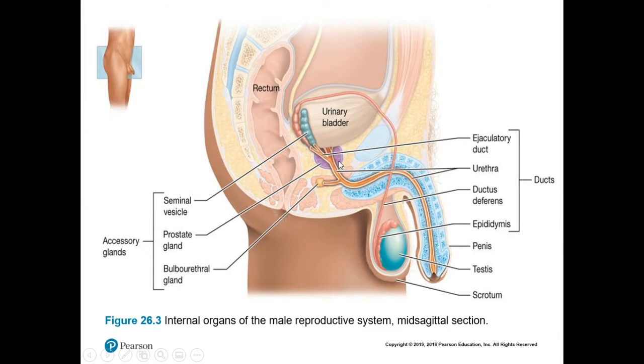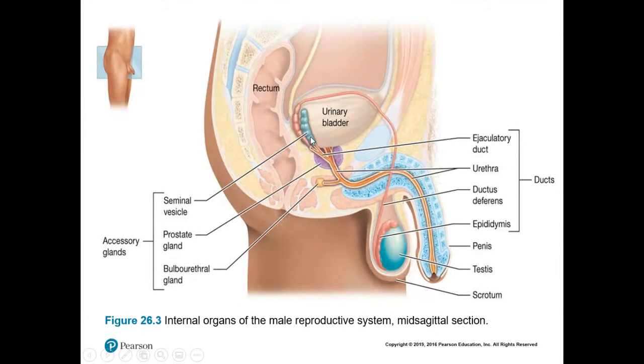So in males, the urethra has two jobs. One is urination, but the other one is ejaculation of semen. Now, sperm is made, as you know, in the testes, and it's accumulated in the epididymis, which is an extensive set of tubes, essentially. It's a duct system that connects to the ductus deferens, so this long tube right here.